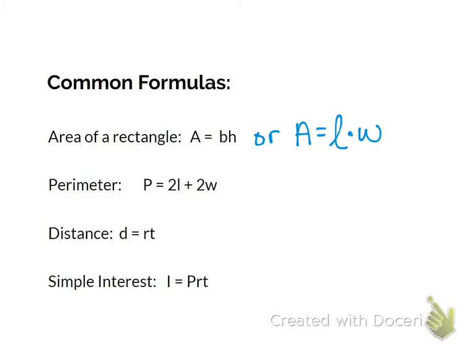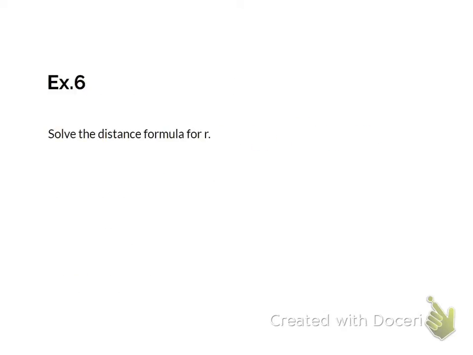Again, we don't necessarily need to know how to use these yet, but we are going to be solving some of them for a given variable. So in this case, we are solving the distance formula, which is D equals RT, so I would write that down this time. And we are going to solve for R. When we are solving formulas as literal equations, many formulas don't have numbers involved at all. So we have to be able to just manipulate these with only variables.